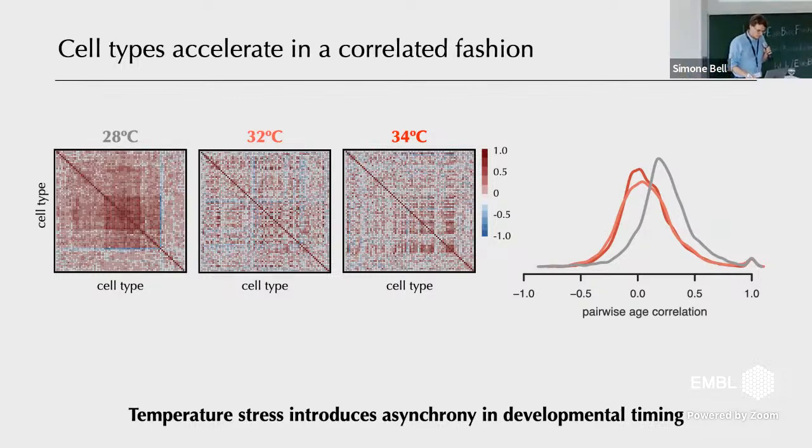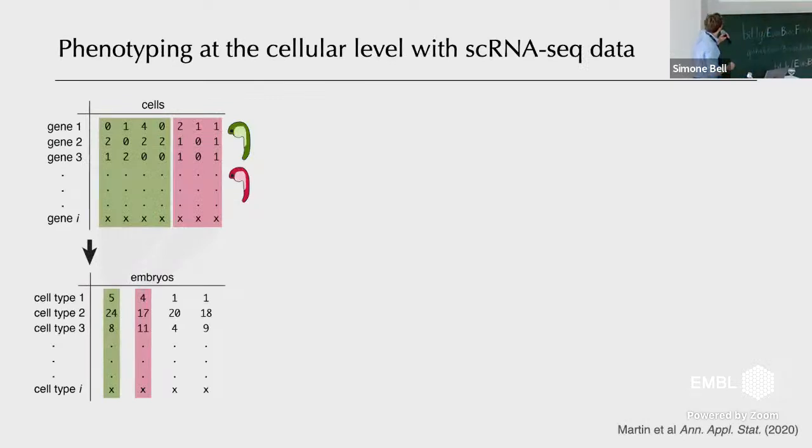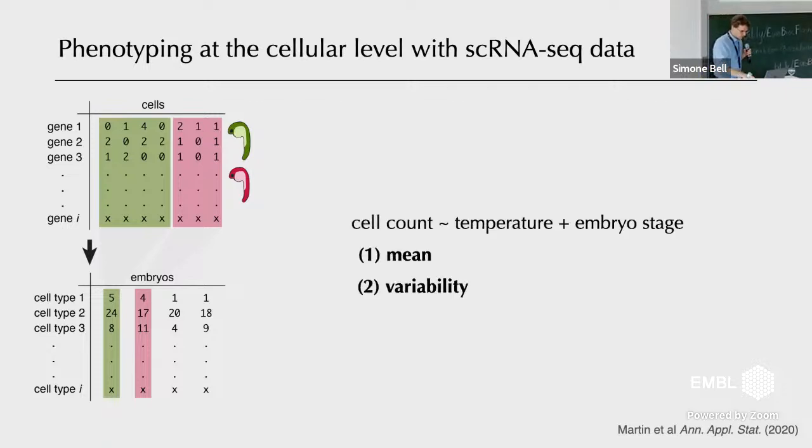Okay, so what else can we do with this individual embryo data? We can now start to phenotype the embryo, not just in terms of timing or gene expression, but in terms of its composition or anatomy. So one obvious question to ask is, for embryos raised at high temperature, are there any cell types that are more or less abundant? To do that, we use beta binomial regression to model both changes in the mean of specific cell types in response to high temperature, but also in the variability.